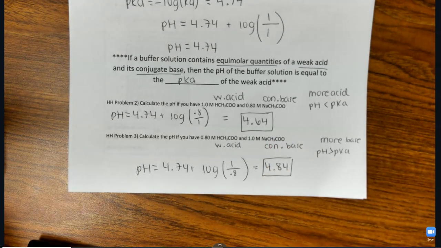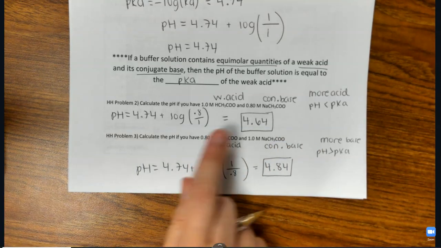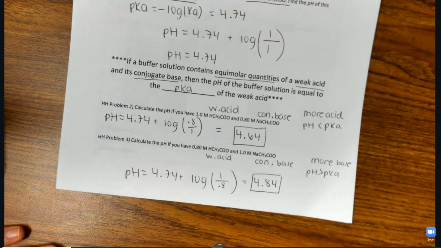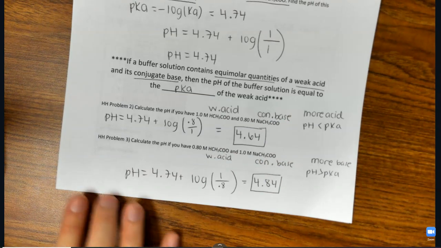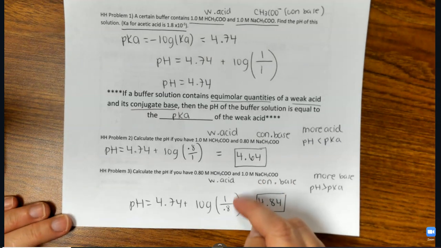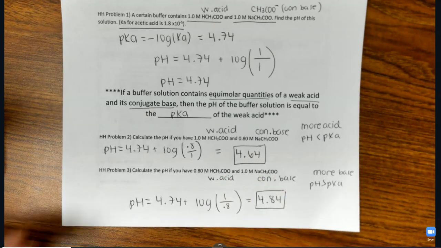So that is a buffer solution. Again, it's a combination of acid and conjugate base. They work to minimize changes to pH when you add in an acid and a base. Your best buffer has very equal amounts of acid and conjugate base.